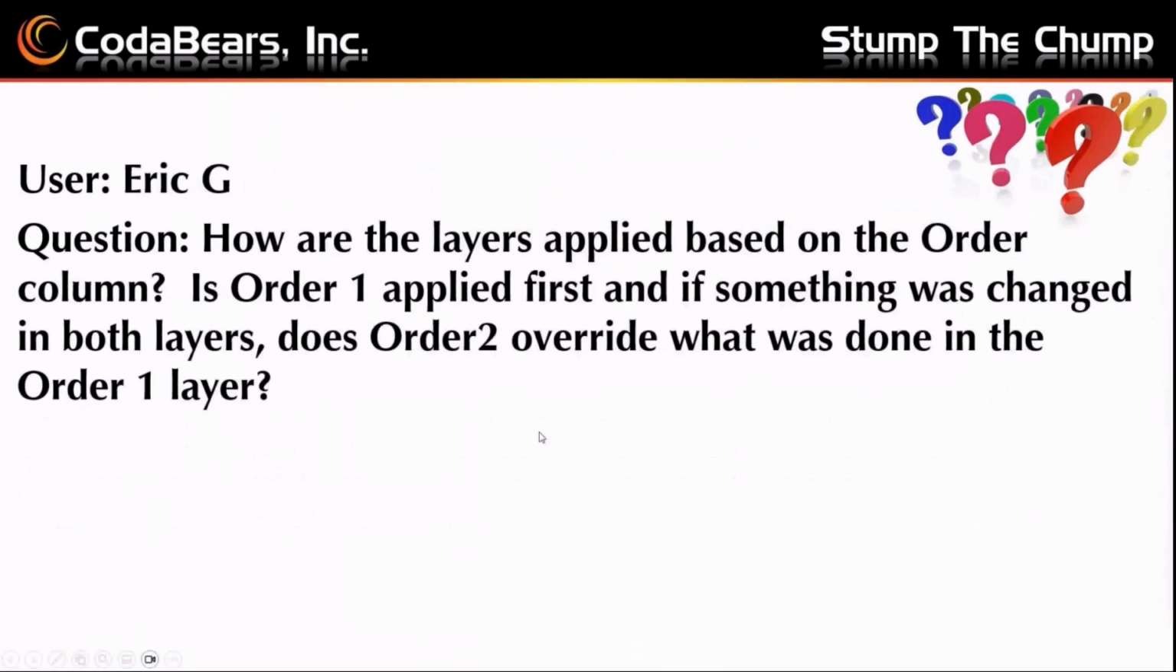Eric G has a question here. How are the layers applied based on the order column? Is order 1 applied first, and if something was changed in both layers, does order 2 override what was done in the order 1 layer? Yes.